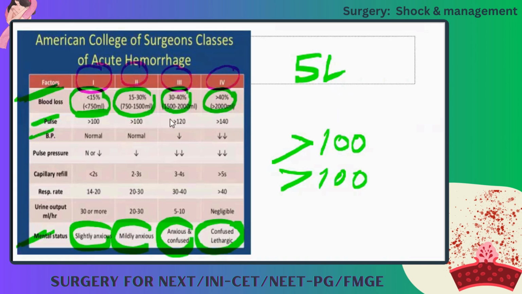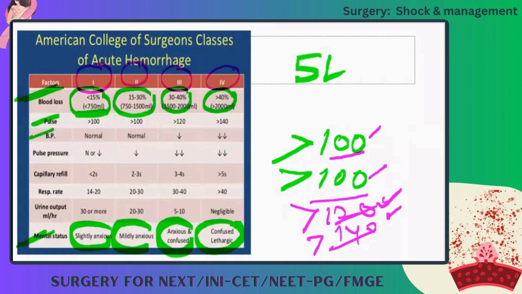So the pulse, in class 1, it is more than 100. In class 2 also it is more than 100. In class 3 it is more than 120. Class 4 it is more than 140. Much of the blood is lost here.